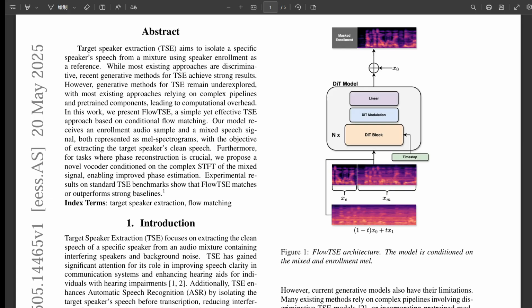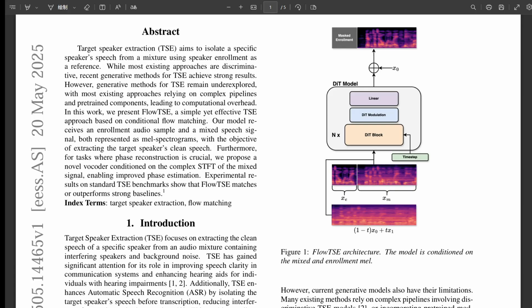Okay, so summing it all up, what does this mean for us, for the listener? I think it shows a promising direction. FlowTSE suggests we can potentially build highly effective voice separation systems that are less complex, computationally cheaper, and maybe easier to train than some of the current state-of-the-art methods that rely on very large models or intricate pipelines. The use of flow matching on mel-spectrograms seems key to that simplicity.